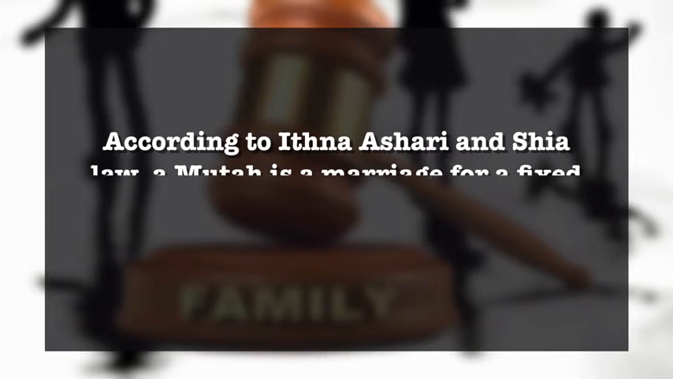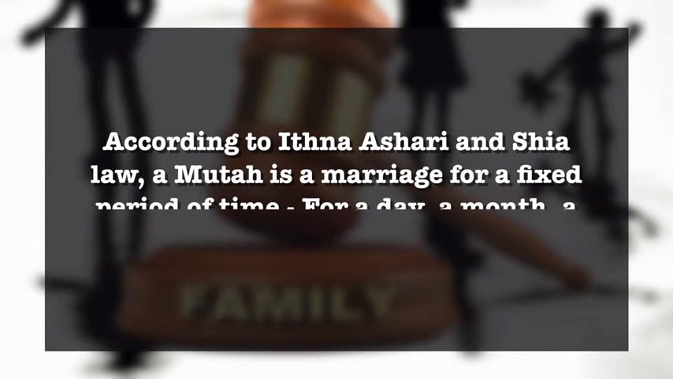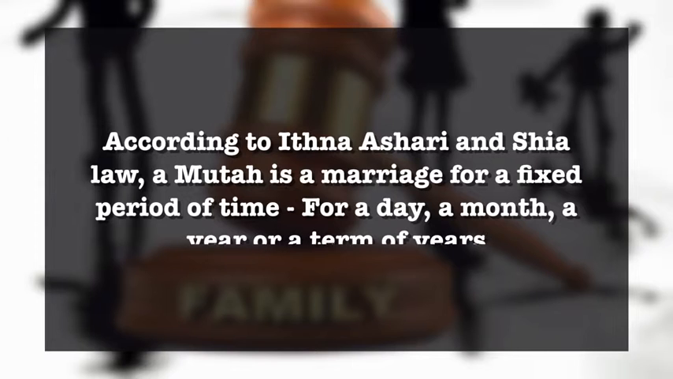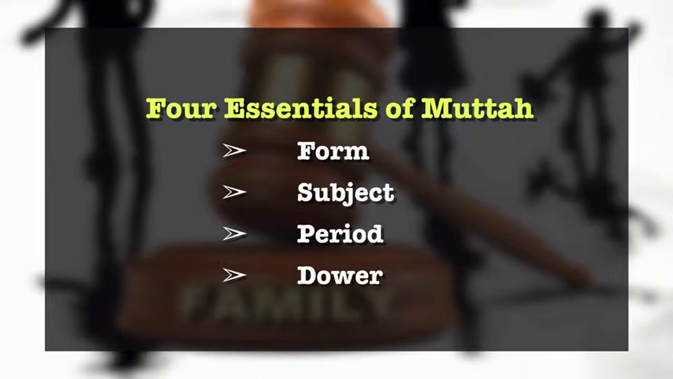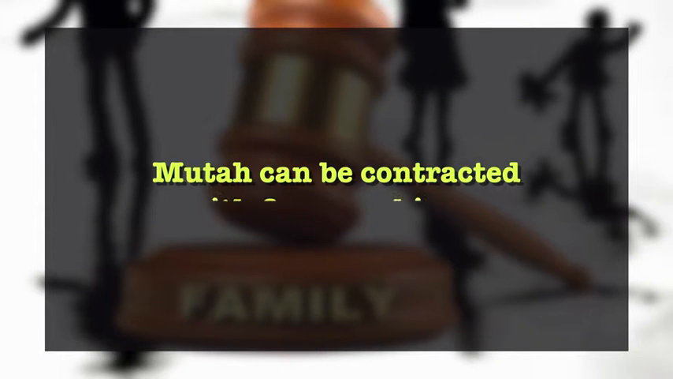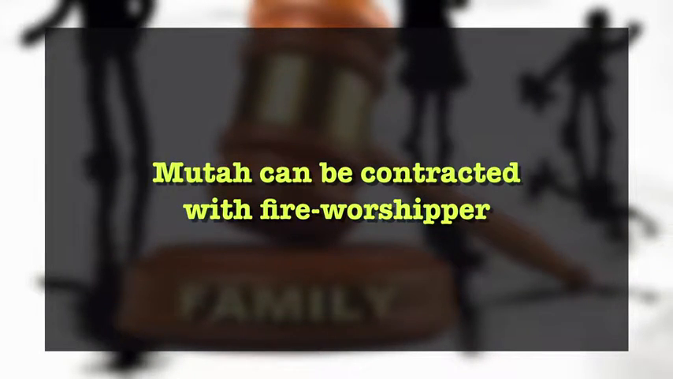According to Ithna Ashari and Shia law, a mutta is a marriage for a fixed period of time. It may be for a day, a month, a year, or a term of years. The essentials of such a union are four: the form, the subject, the period, and the dower. Mutta can be contracted with a fire worshipper. As regards the form, there must be a proper contract. Declaration and acceptance are necessary.